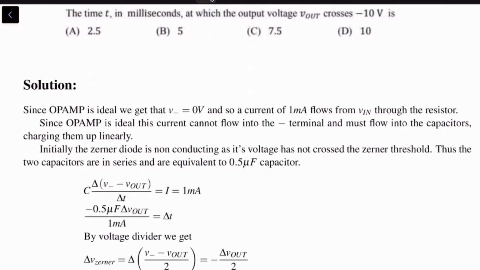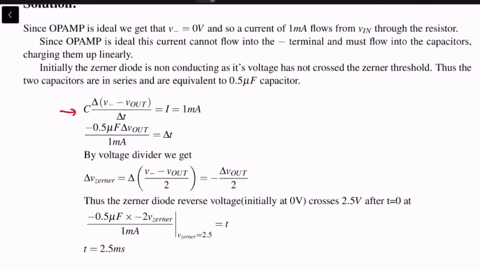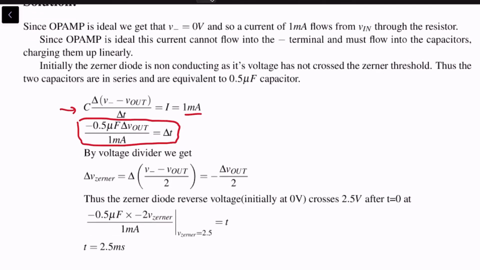So 1 milliamp is flowing across them, C delta V by delta T is equal to I. Since we are assuming both of them are in series, V minus is one side and V out is the other. Since current is flowing in this direction, it is delta V minus minus V out divided by delta T. C times delta V by delta T is equal to 1 milliamp, and we get this expression between delta V out and delta T until the Zener diode is conducting.